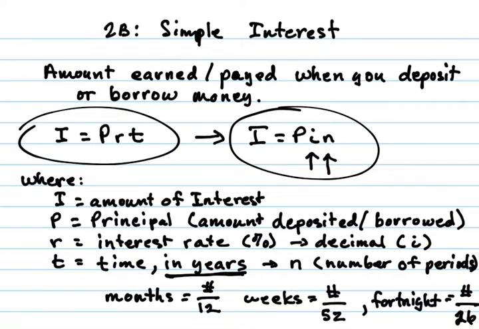Okay, so you have your notes for finding simple interest. Let's just go to some of the questions. We're working in exercise 2B here.